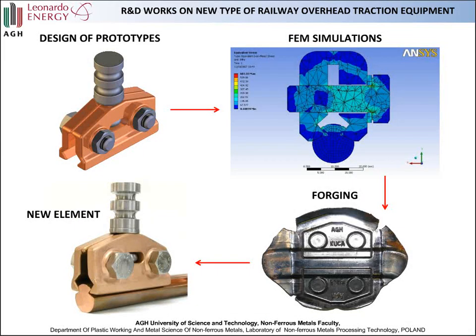The modern production technology is also extremely different. In traditional overhead traction equipment, we've used casting technology, and nowadays we first design prototypes and then we test them with the use of FEM simulations, and next they are being forged, and this is the newest technology that enables to create elements with very high and very accurate geometrical dimensions, which is, as I said, very important in the means of their cooperation with contact wires.